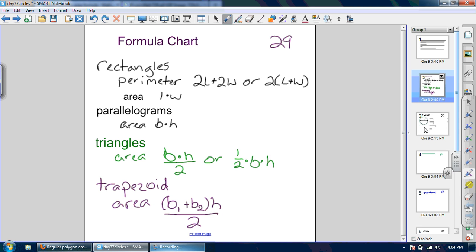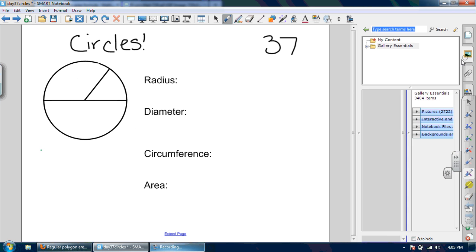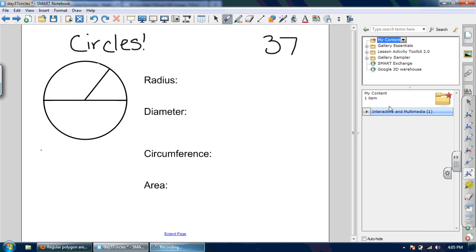Okay, let's go on. So let's turn forward now. Let's go to page 37. We should have something written on every page up through 35. 36 should be blank right now. We're going to skip to page 37. Here is our title. We're going to draw a circle over here, and we're going to have 4 different parts that we're going to define in a little bit. So I'll give you about a minute to copy this down.